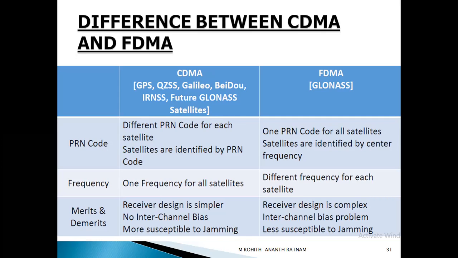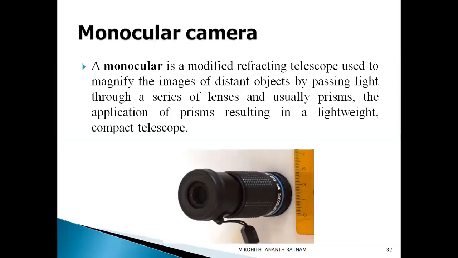Merits and demerits. So here the receiver will be simpler enough. No interchannel biasing will happen, and it is not susceptible to jamming. Means jamming will happen in CDMA, whereas here the receiver complexity will be there and the interchannel bias problem will be there, but it is less susceptible to jamming. So these are the different transmission techniques in our navigation satellites.